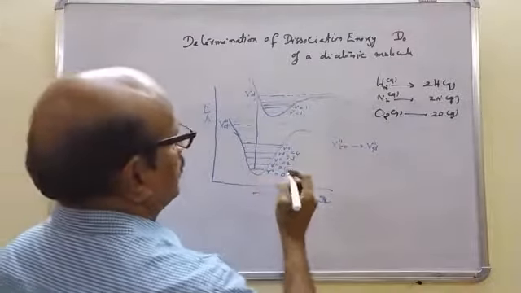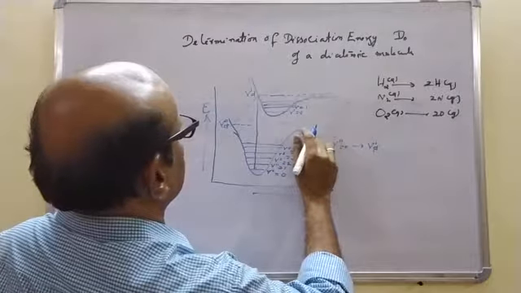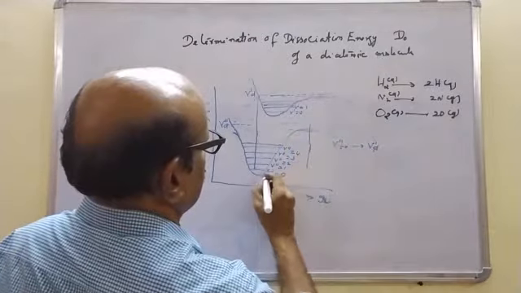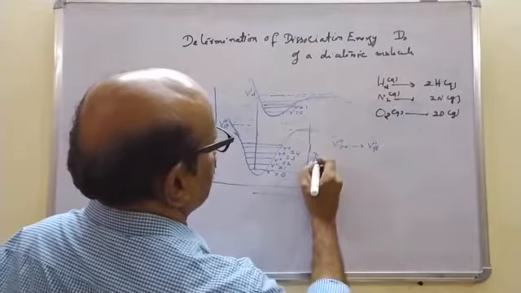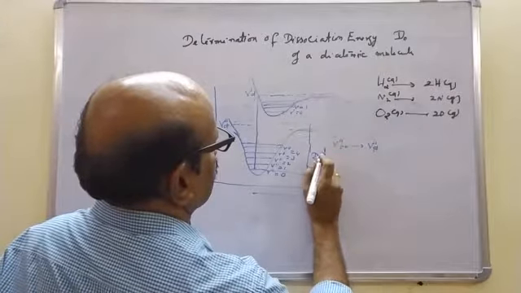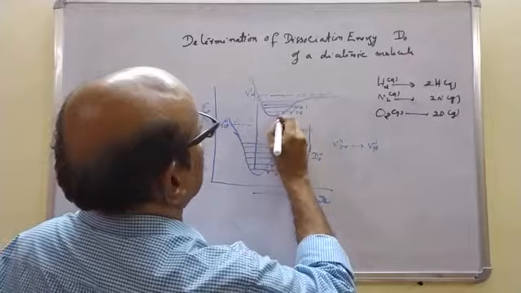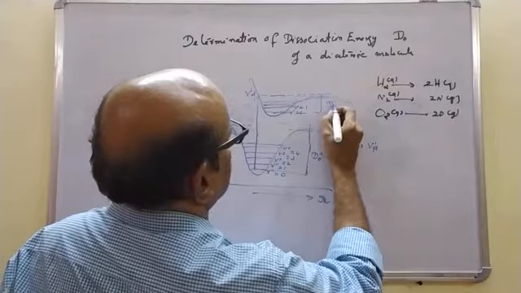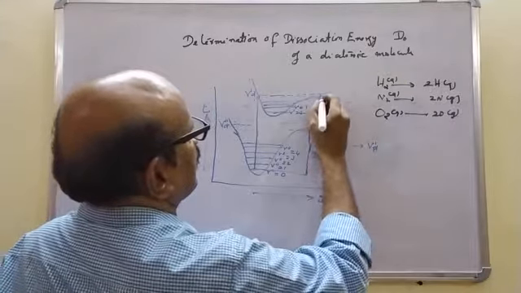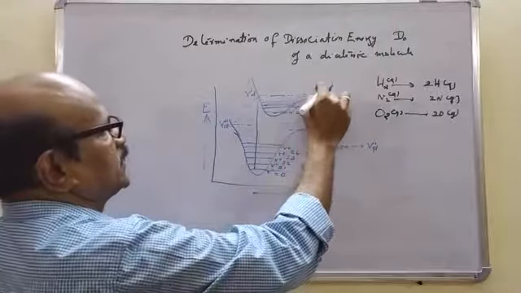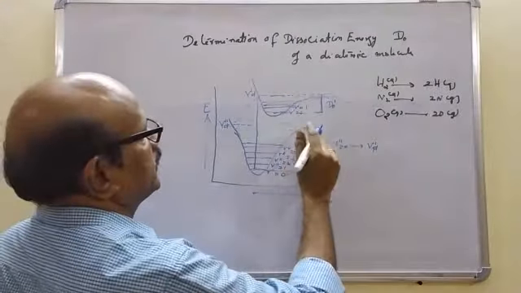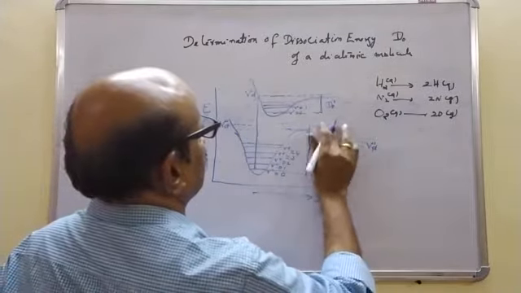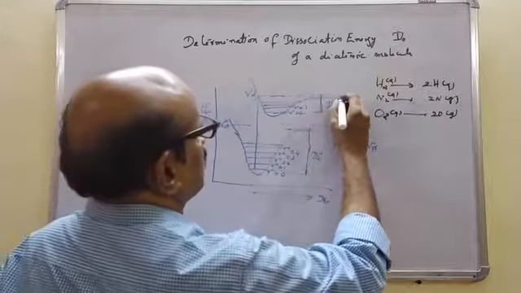So what to remember here, this is the ground state. This is the dissociation energy. I have to remember D0 double dash, and this is the D0 dash. This is the dissociation energy of the excited state. This is the dissociation energy of the ground state, and this is the excitation energy.